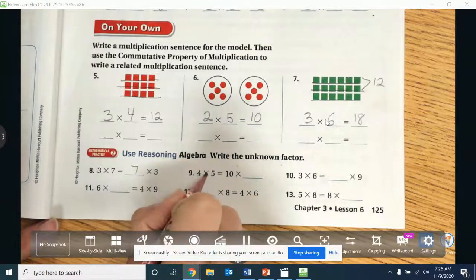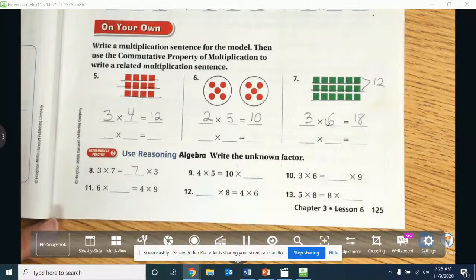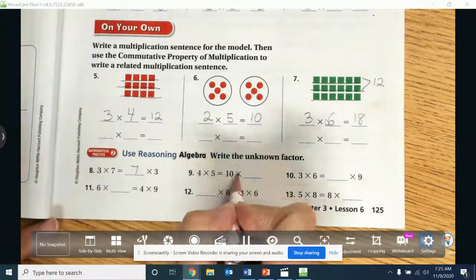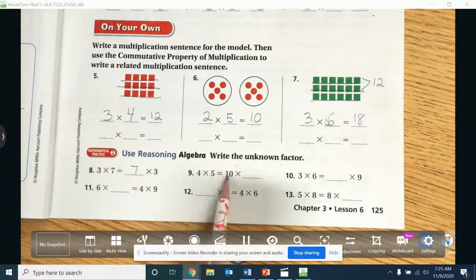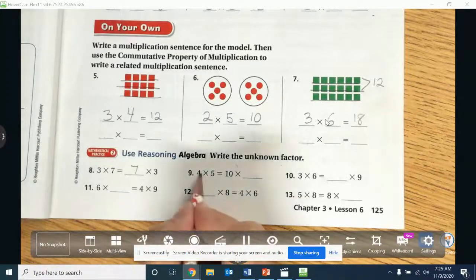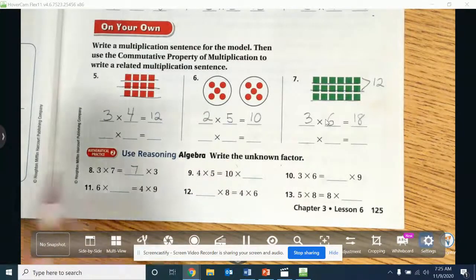4 times 5 is the same as 10 times what? Well, here I can't really use the commutative property because we have different factors. So here I would have to actually solve.